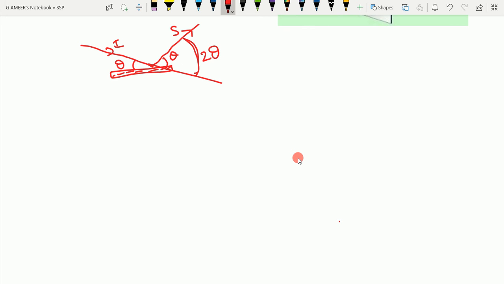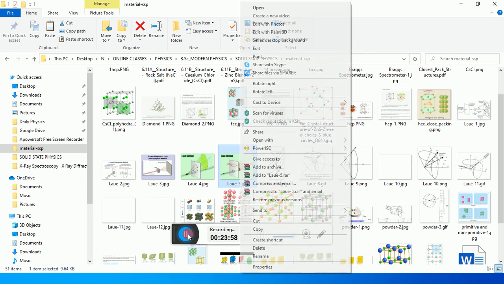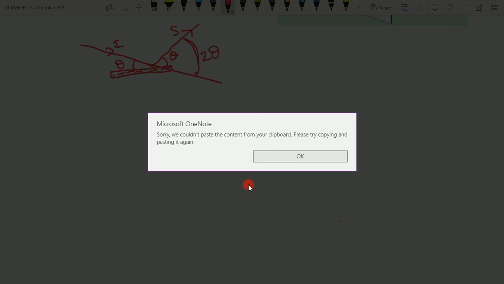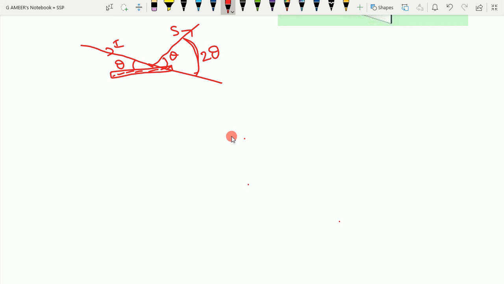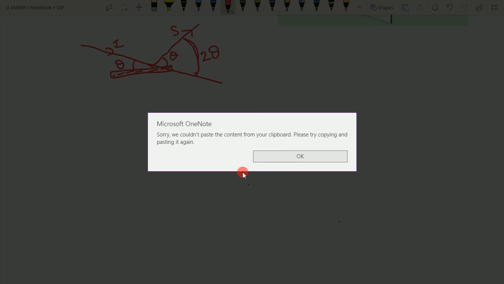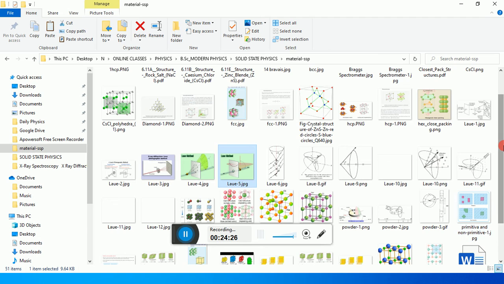Just a second. Yeah, some problem is coming to copy it. Let me copy again. Maybe this is not coming. There is some problem in it. Just a second.